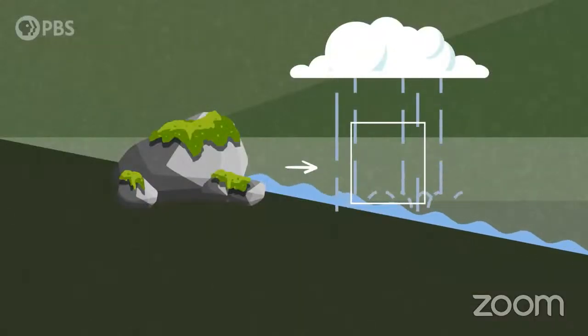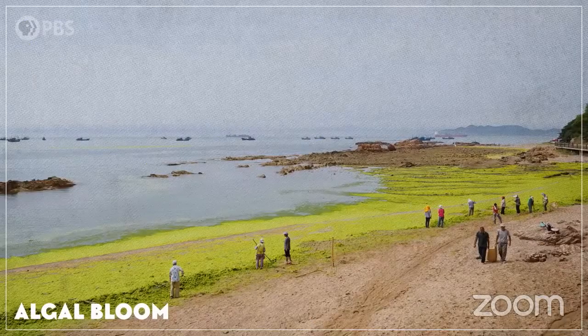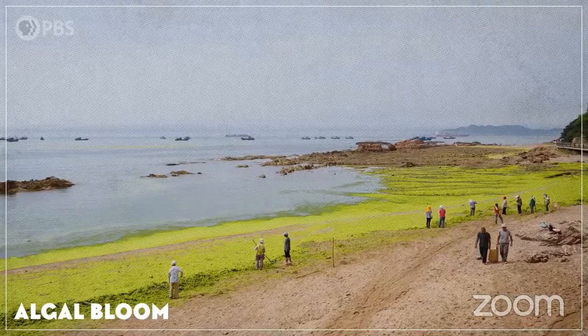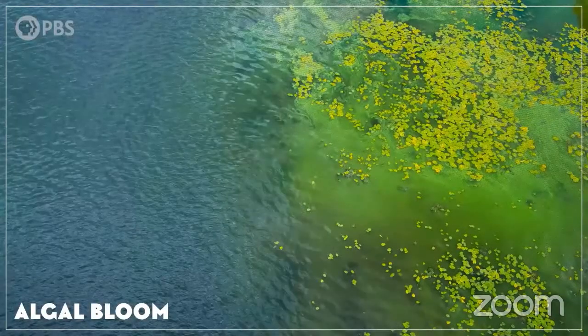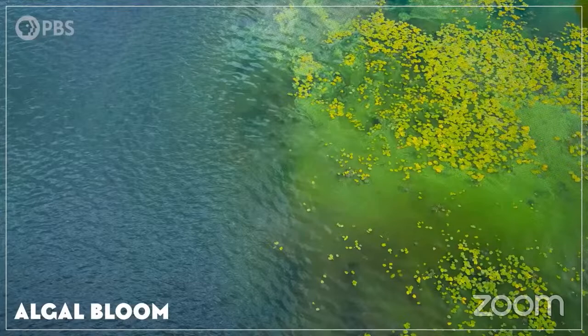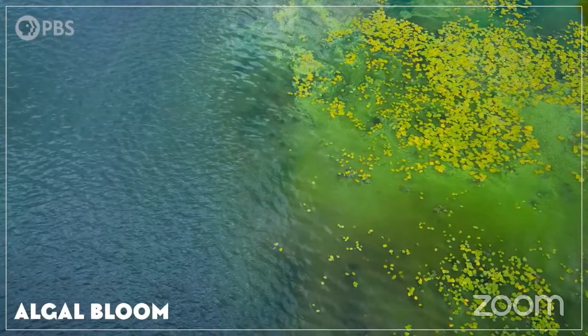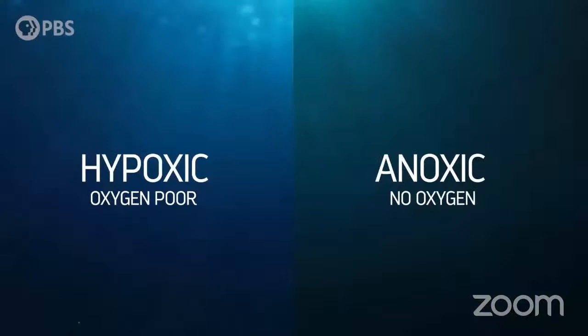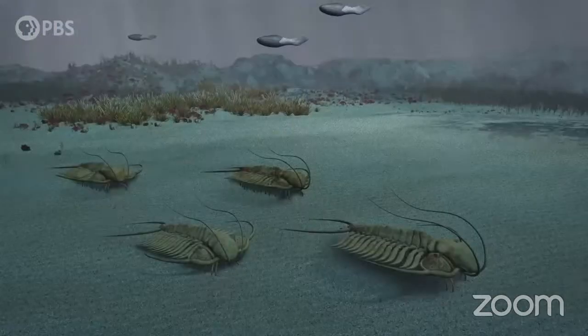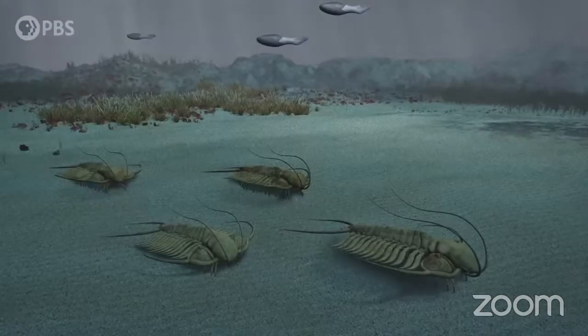So a major influx of phosphorus into the ocean would have caused an explosion of marine plants in the form of huge algal blooms. After algae bloom, they eventually die and are broken down by bacteria, and this process uses up a lot of the oxygen in the water. As a result, the ocean becomes oxygen poor or hypoxic, or even anoxic, where there's no oxygen left. And since marine animals need oxygen, they can't survive.